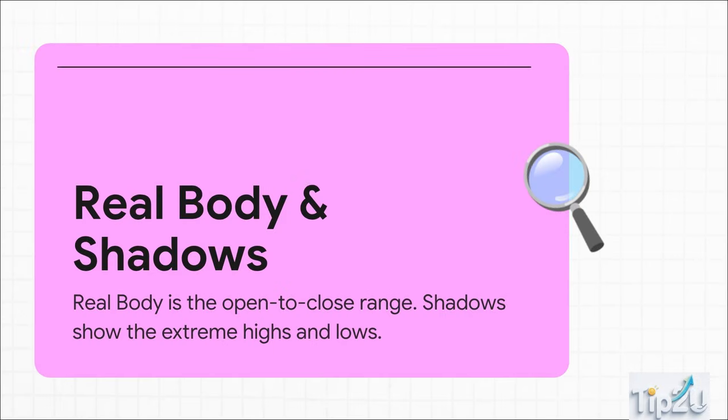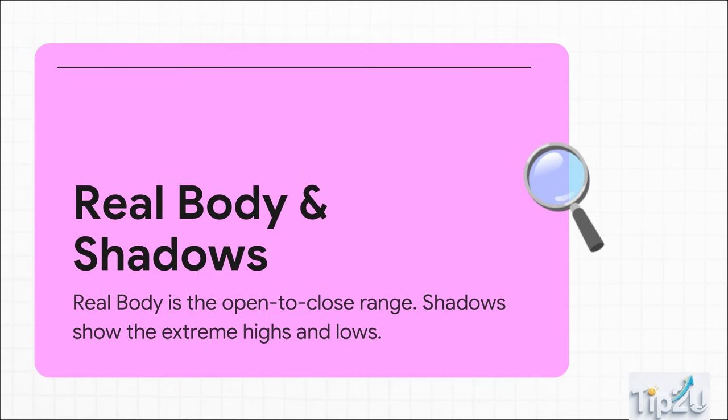The first thing you'll notice is the thick central area. That's the real body. It's essentially a visual translation of a micro battle between buyers and sellers. It tells you exactly who won the trading session. If it's green or white, the close was higher than the open, meaning the buyers dominated. If it's red or black, the close was lower and the sellers totally crushed it.